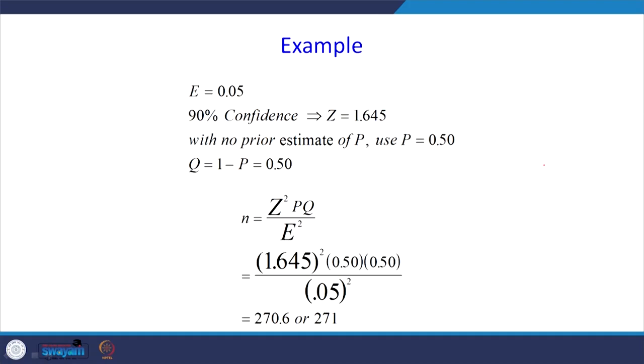In this situation, say error is given, 90% confidence level, z equal to 1.645, with no prior estimate of p, we have to use p equal to 0.5. So if p equals 0.5, q equals 0.5, you substitute, you go for 271. So if the population proportion is not known to you, you have to take p value equal to 0.5.